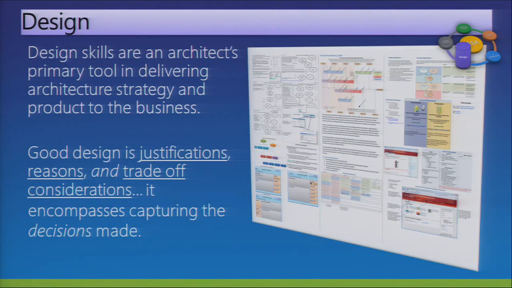When I talk about my architectures and your architectures, we talk about the decisions that were made. A design is a result of many, many decisions. The better documented those decisions are, the better you're going to have in creating a longevity in your architecture.